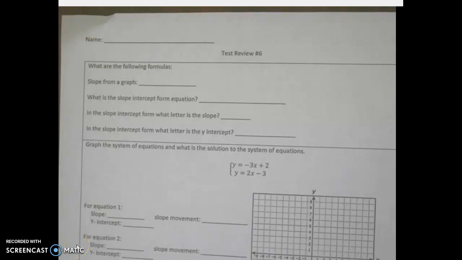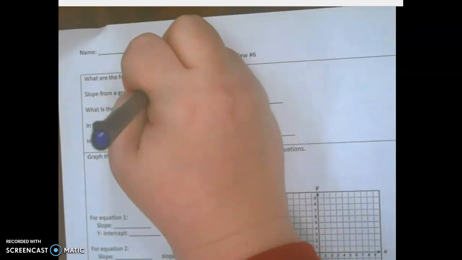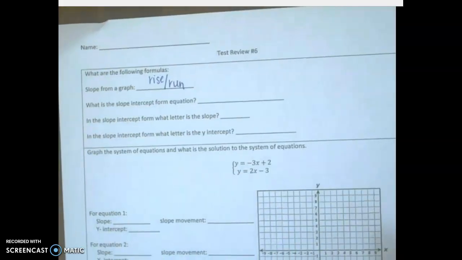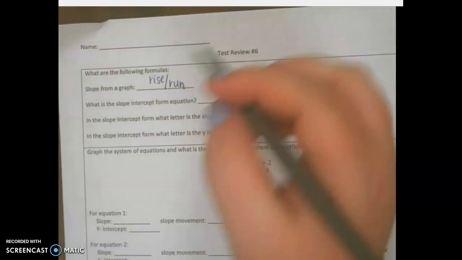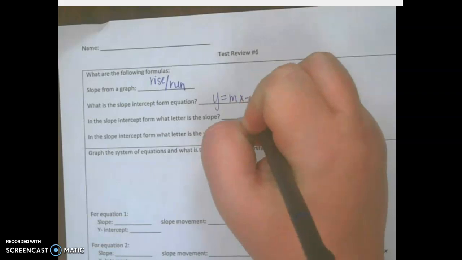Right, this is review number 6. All right, so what are the following formulas? So how do we find slope from a graph? We do that by doing rise over run. What is the slope intercept form equation? Y equals mx plus b.